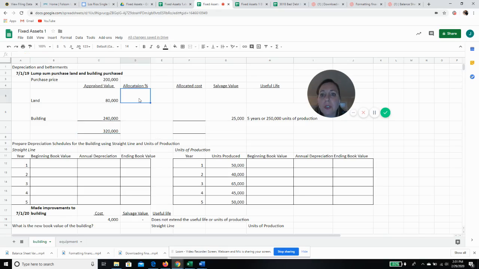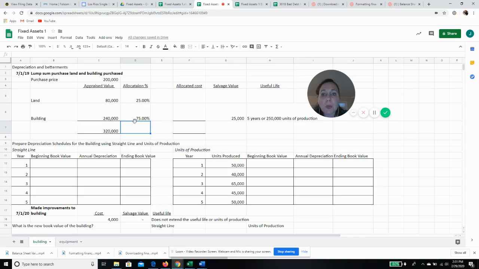All right, so the first thing we want to do is figure out our allocation percentage. According to the appraisal, what percentage of the total appraised value is land and what percentage of the total appraised value is building? So we're going to take the appraised land value and divide it by the total appraised value. 80,000 divided by 320,000, and we're going to get 25%. Then we are going to take the building appraised value of 240,000 and divide it by the total appraised value of 320,000, and it's 75%.